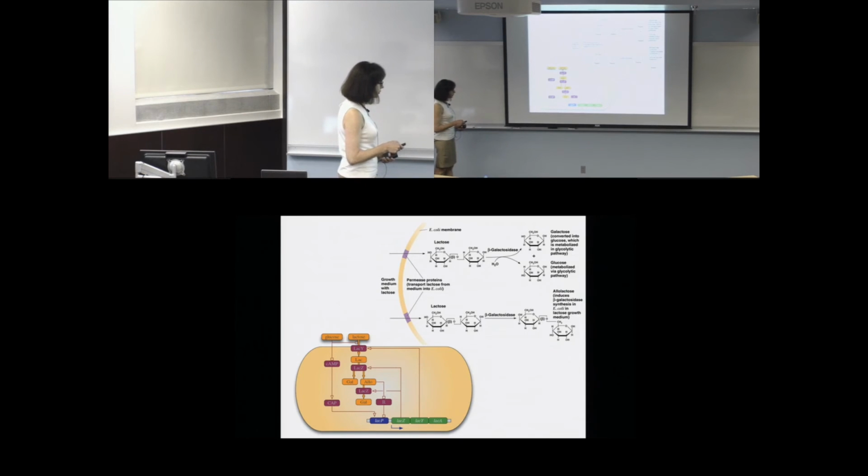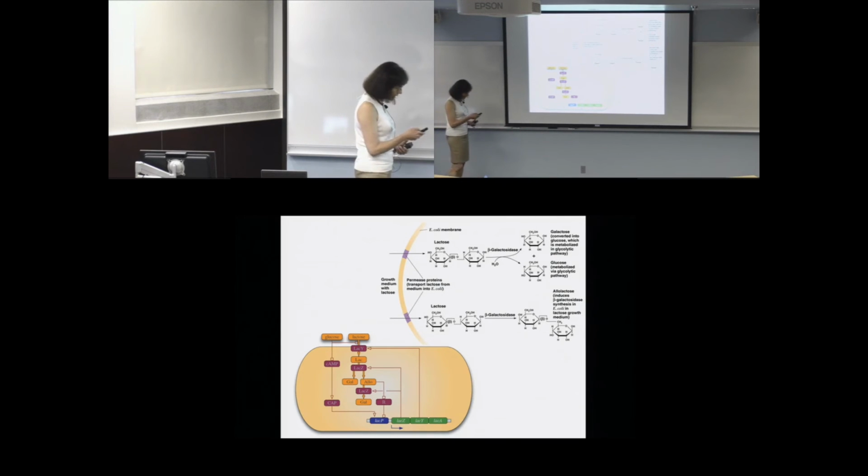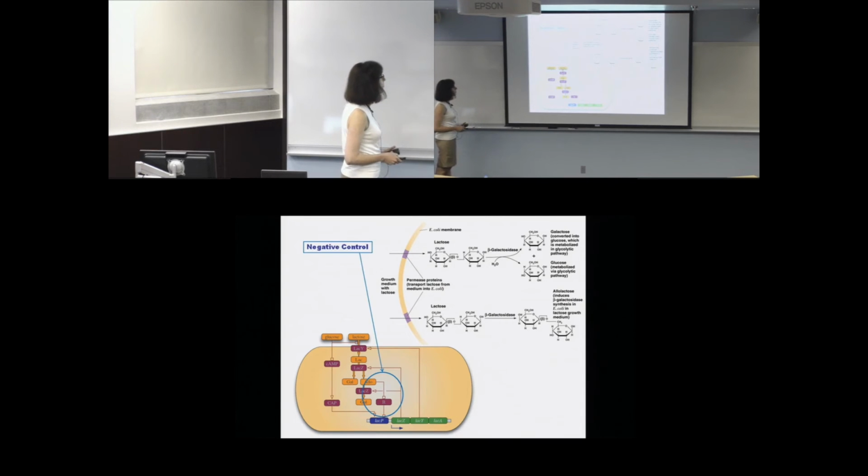And so here they appear in more than one place because that kind of cartoon isn't meant to be a wiring diagram. It's meant to show the mechanism much more clearly. So this is a negative control here with the repressor, and this is the positive control here with the cAMP and CAP complex.